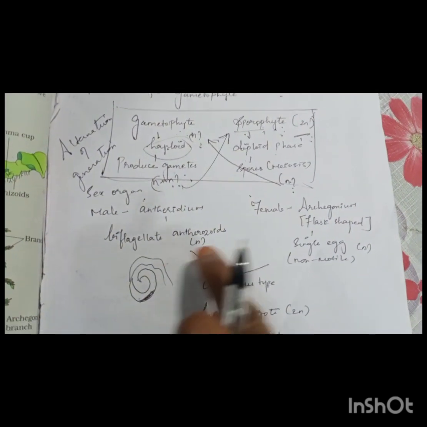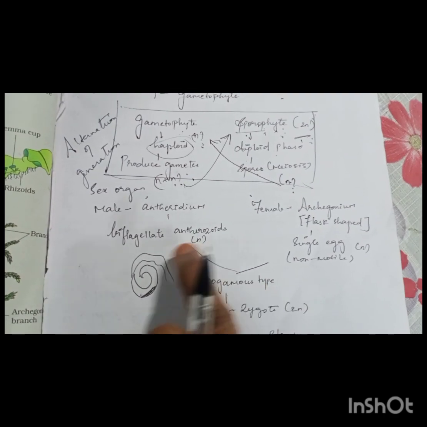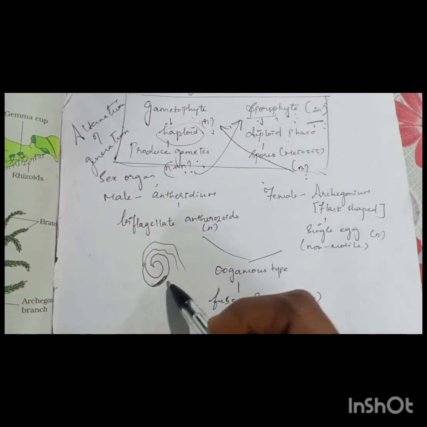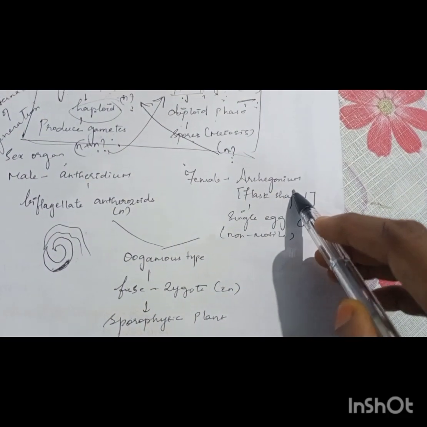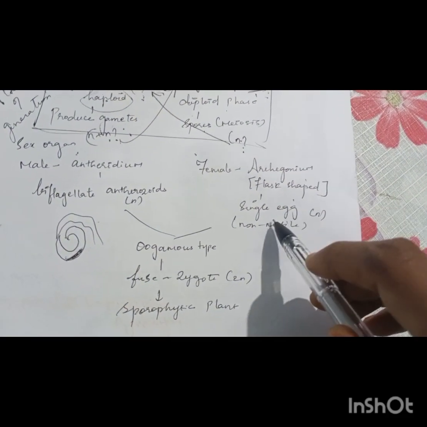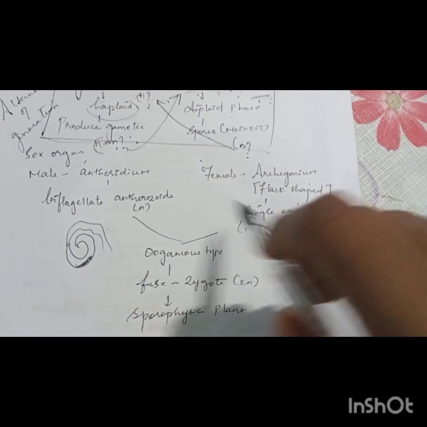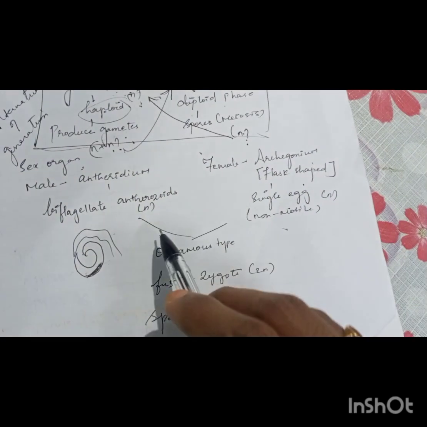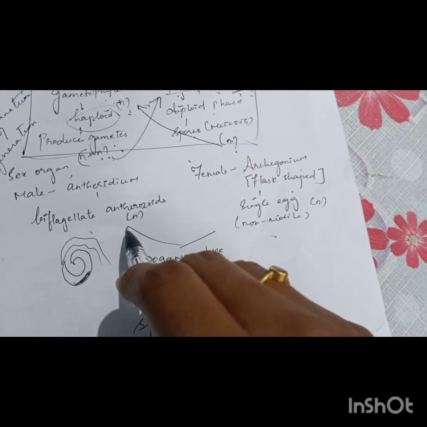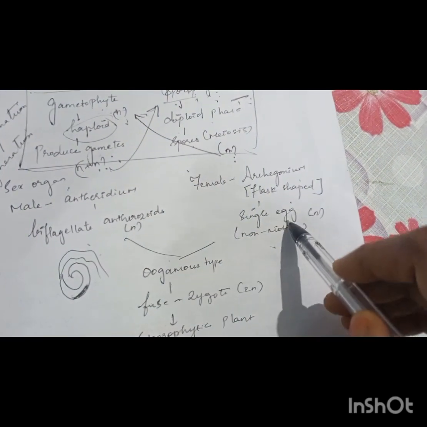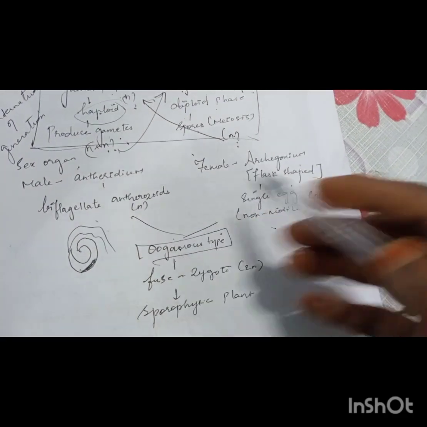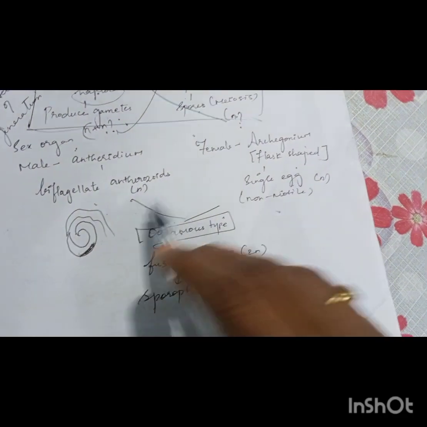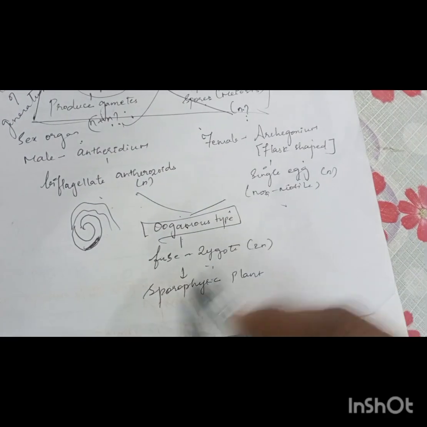Sex organs are produced in structures called antheridium and archegonium. The male gametes are antherozoids, which are biflagellate. This is a structure with a nucleus and two flagella. The female structure, archegonium, looks like a flask and it has a single egg that is non-motile. Since it involves fusion of a flagellate, that is a motile gamete, and a non-motile gamete, this type of sexual reproduction is oogamous type.